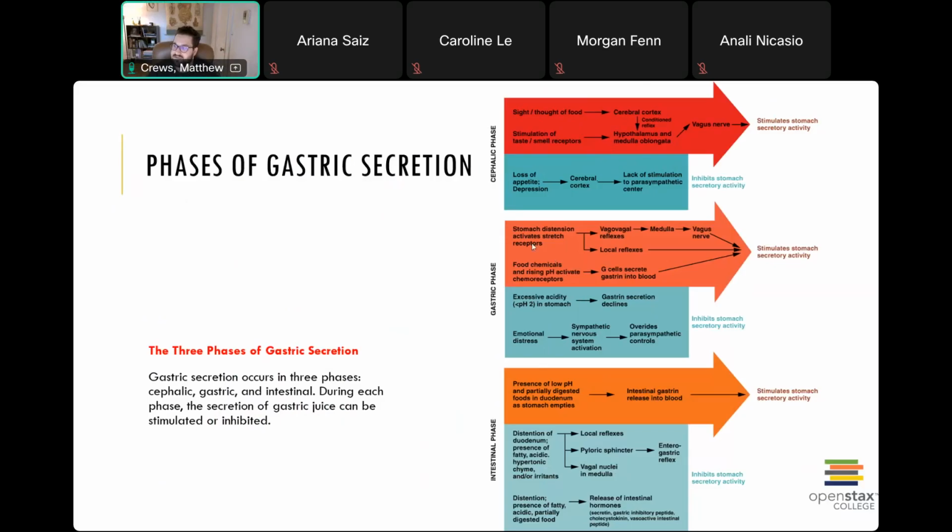Okay. All right. So during the gastric phase, so say you've eaten some food. Okay. So stomach distension activates stretch receptors. So we've got receptors within our body, right? And you'll have vasovagal reflexes. Let's see if I can show you a picture.